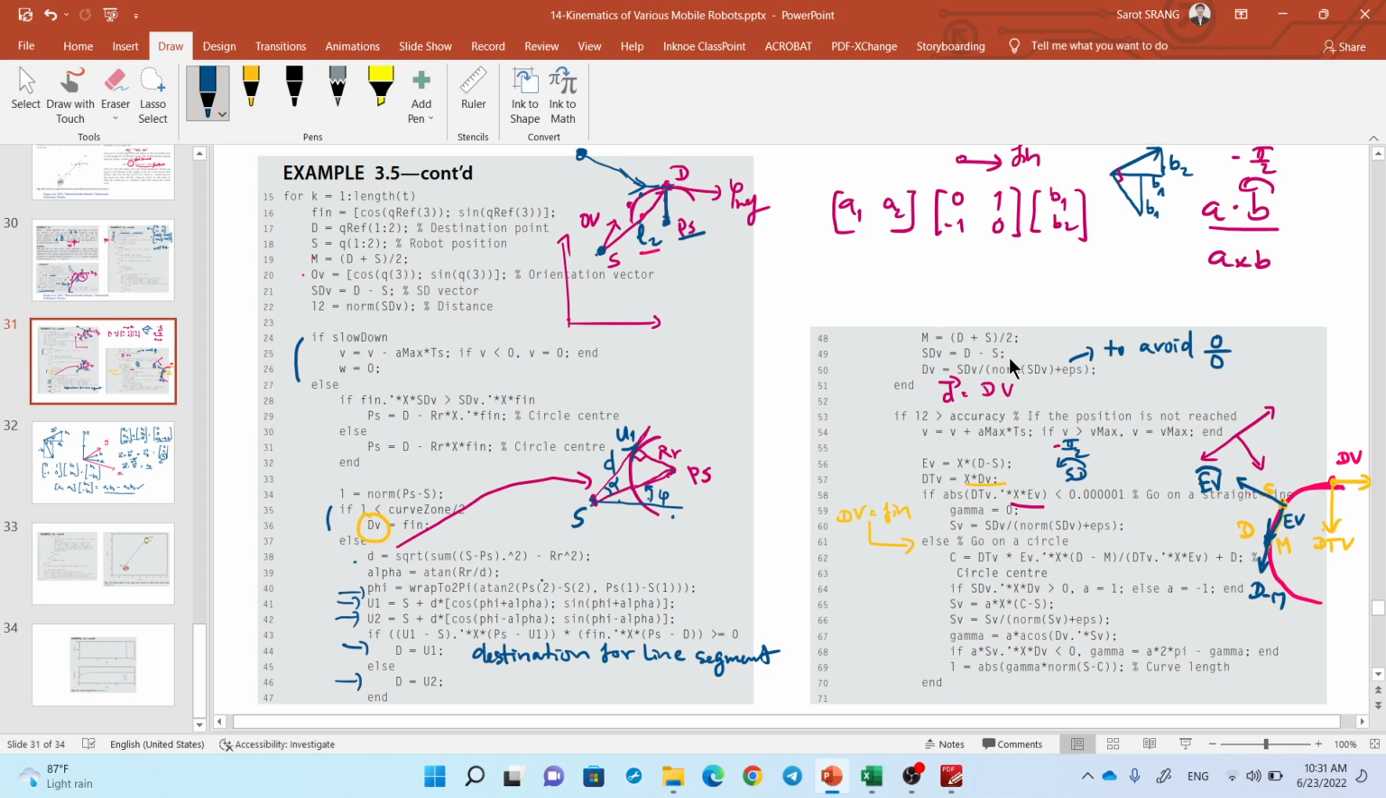And M is the midpoint between D and S. So the midpoint of D and S. The destination is here, and M is still here. And SDV is the vector from S to D. And then dv is the unit vector from here to here. So we have the unit vector as dv.